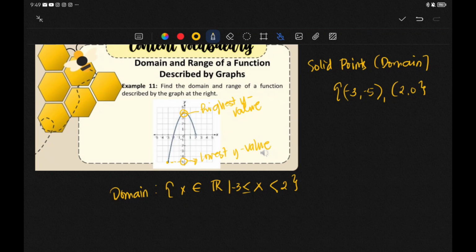Now, since the lowest y value is -5 and the highest y value is 4, then our range is, y is an element of all real numbers such that y is greater than or equal to -5 but less than or equal to 4. Y is greater than or equal to, because this is a solid line. So that is our domain and range for example number 11.